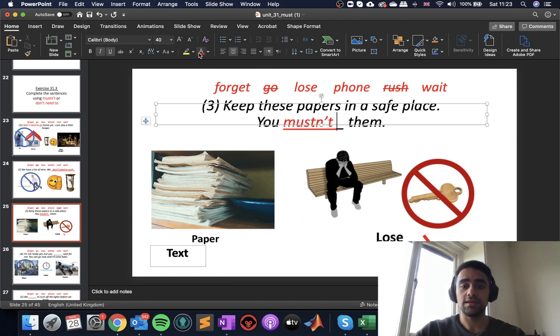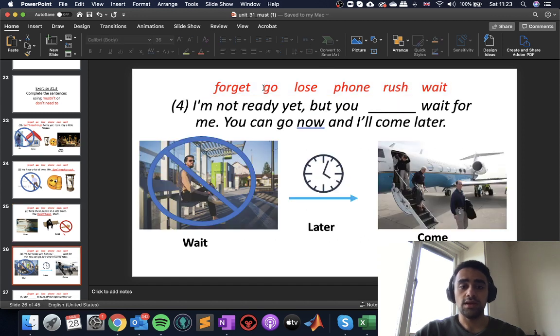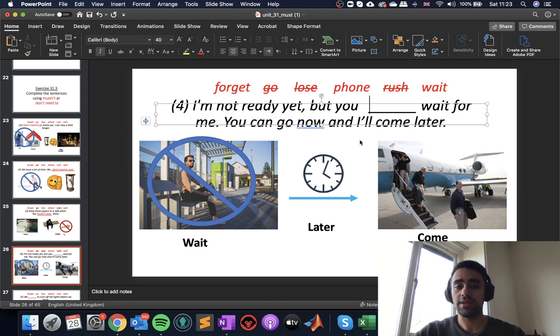You mustn't lose them. And then the next one, I'm not ready yet, but you something wait for me. You can go now, I will come later. So the rest of the sentence tells us what we need. The second sentence, you can go now, I'll come later.